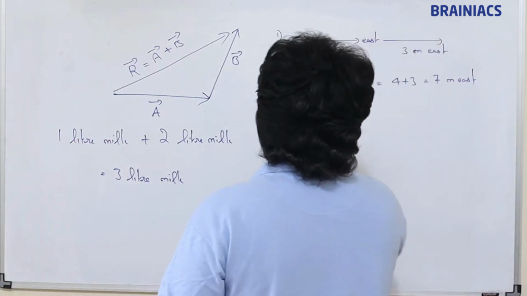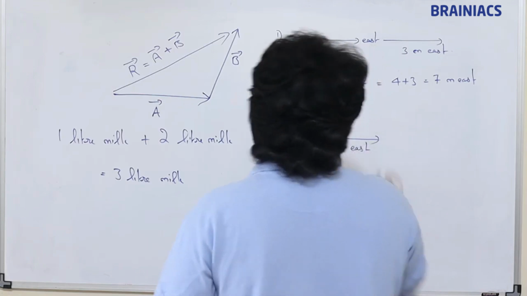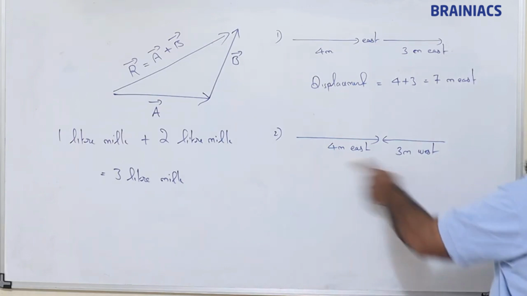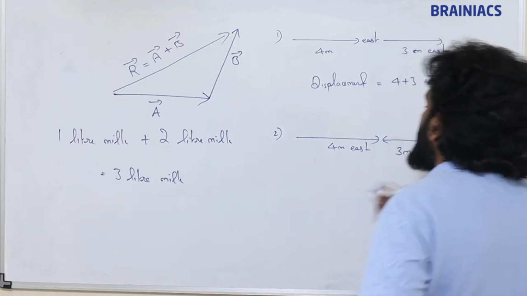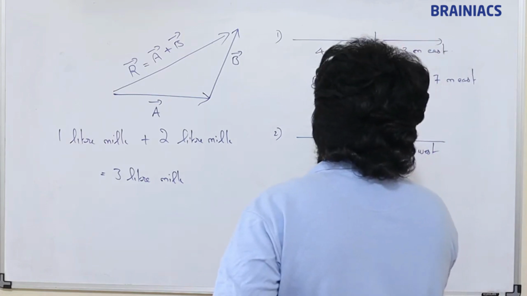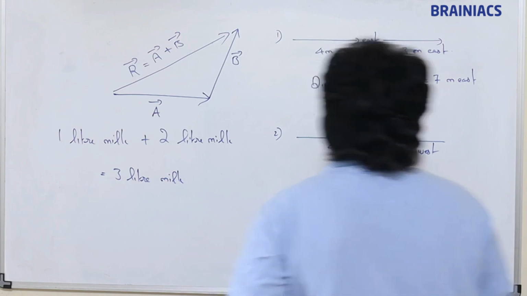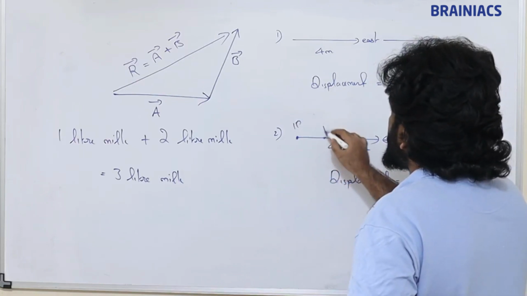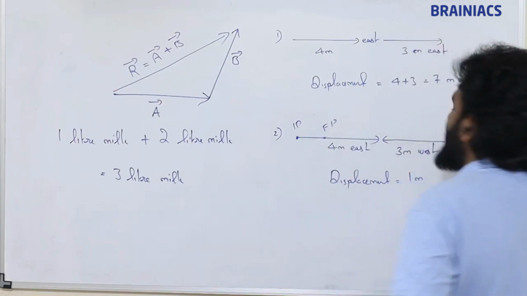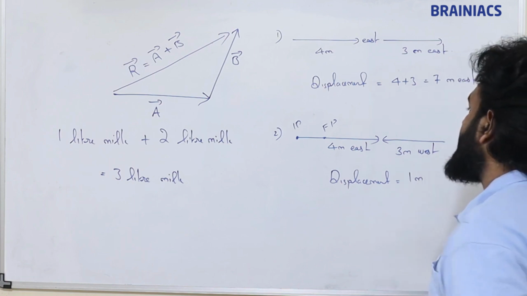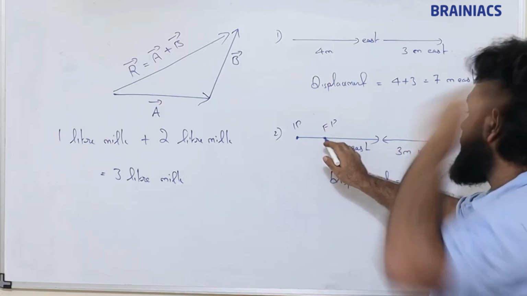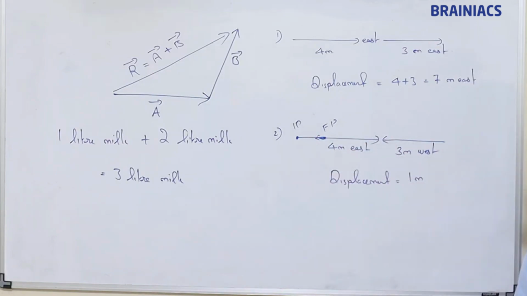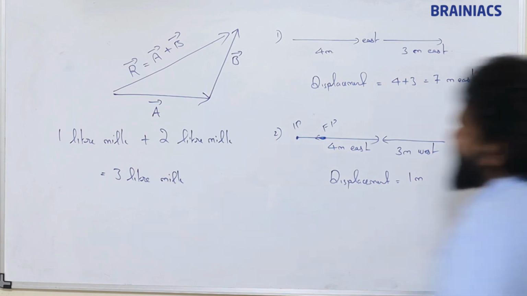Another possibility, suppose 4 meters east, then 3 meters west. 4 meters east and 3 meters west. Already we have seen the definition of displacement. Displacement is the shortest straight line path from initial position to final position. So if this is the initial position, and 3 meters west, it comes back, this is going to be the final position. Displacement is 1 meter, and what will be its direction? From the initial position to the final position, this displacement will be in this direction. So he will be walking back, correct? Displacement is 1 meter.